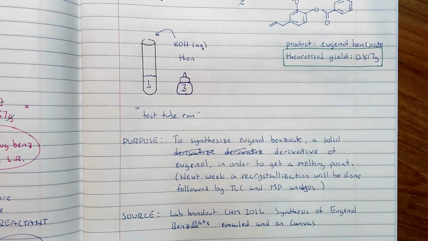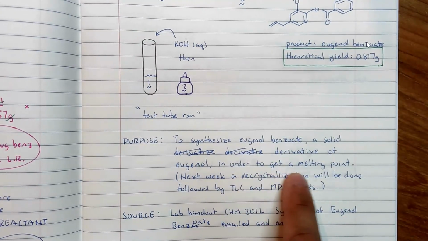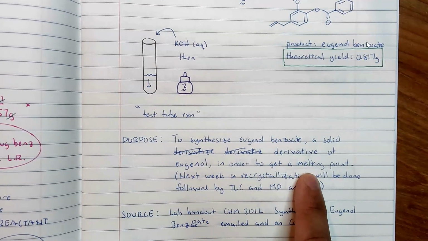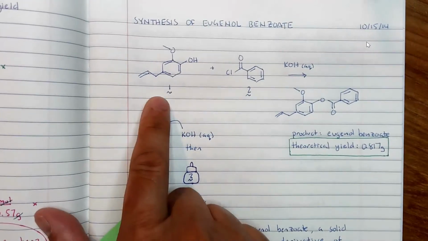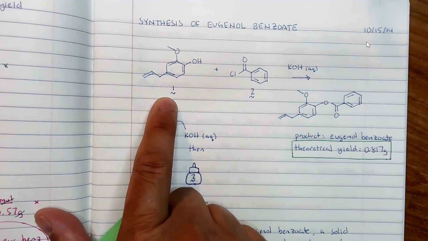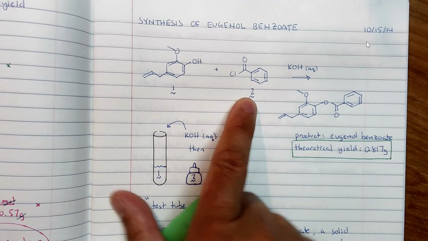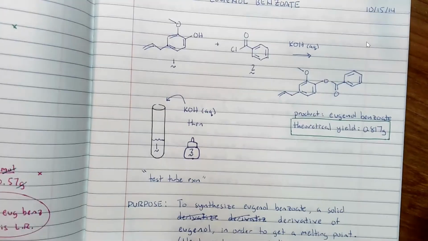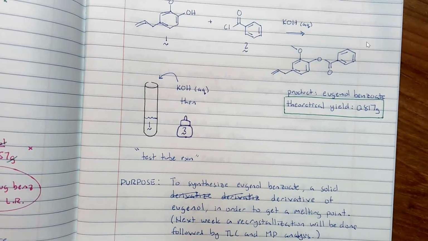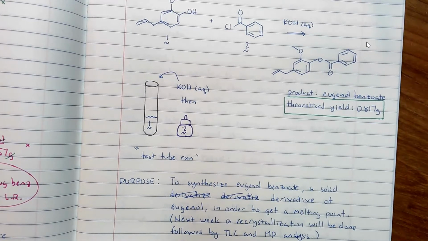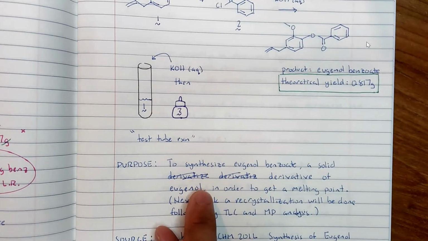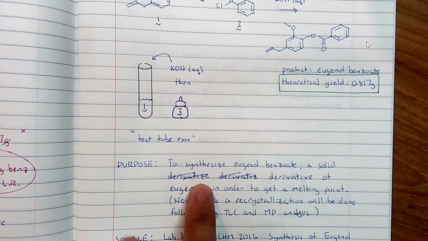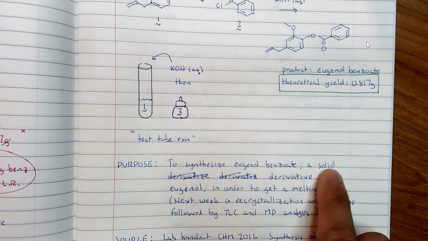So here we're making eugenol benzoate in order to get a melting point of the solid derivative. Again, because eugenol is an oil, a liquid actually, this is your solid. Okay, so that's the purpose. Oh, the other thing is, I made a mistake here. I started to write derivatize. I meant to write a solid derivative.